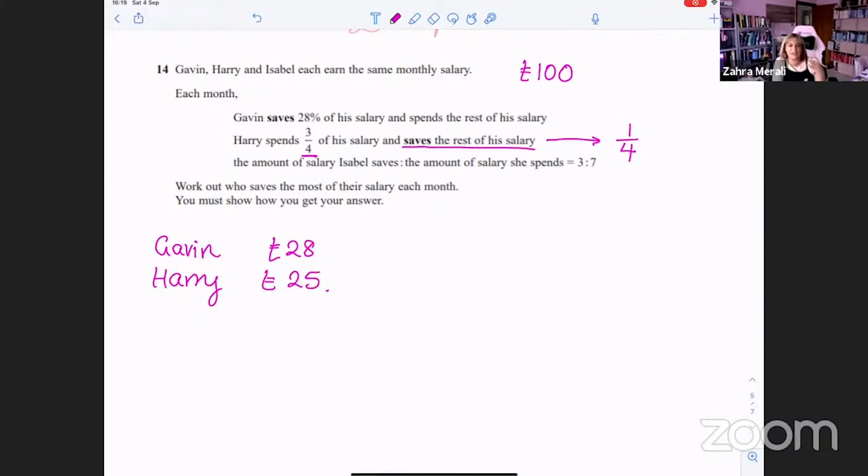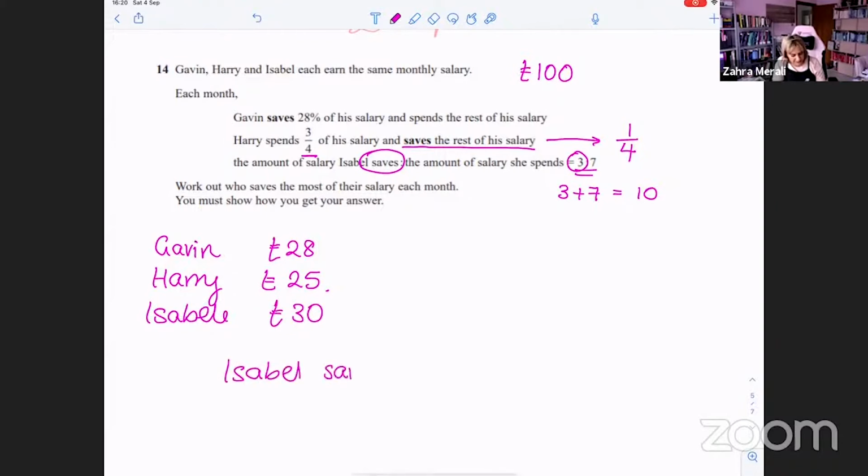Ratios, which we will come back to and do a whole lot of stuff on, is we're going to add those up. 3 plus 7 gives us 10 bits. So at that £100, each bit is £10. Now she saves the first amount, so she's saving 3 of those bits. So Isabel saves £30. So you'd say Isabel saves the most of her salary.